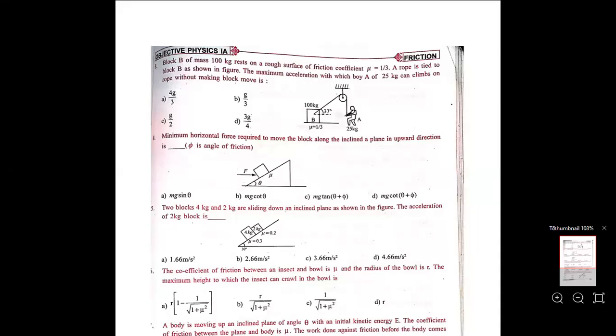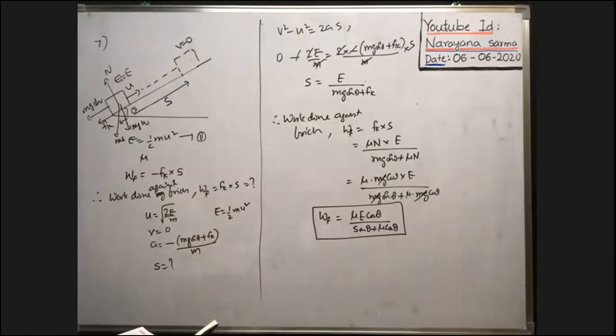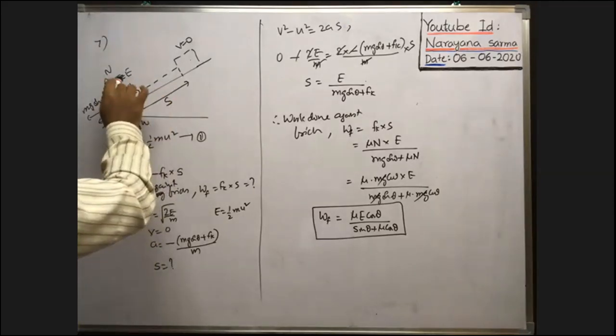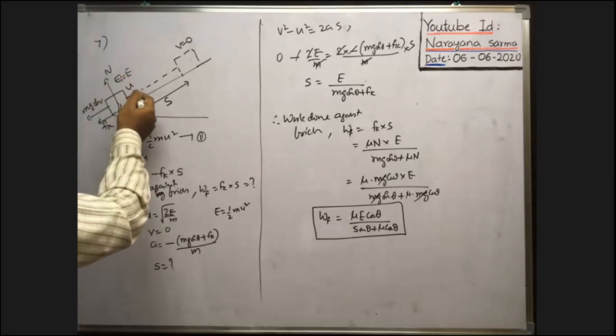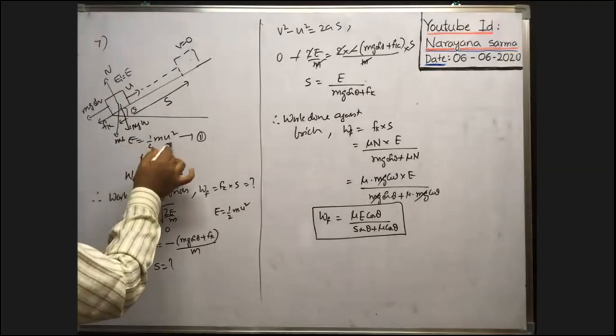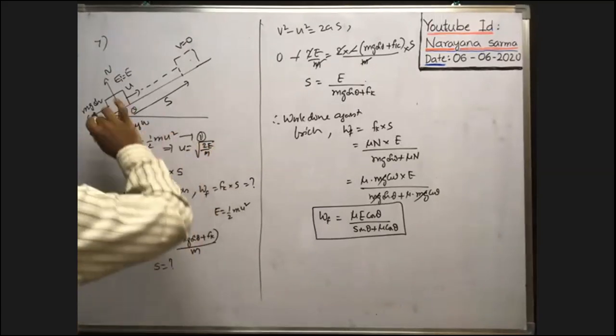Okay, next we will do some important problems in exercise 4, block on block concept problems. Here, the block is projected with a kinetic energy E. Definitely, as it is projected with some kinetic energy, it has a velocity of projection U. So kinetic energy E is equal to half m u square, which implies U is equal to root of 2E by m. So this is the velocity of projection.